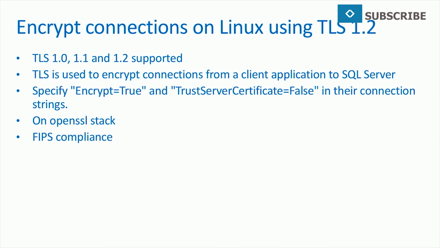Just to highlight some things about encrypting connections on Linux using TLS: not only is TLS 1.2 supported, but we are also backward-compatible, supporting 1.0 and 1.1. TLS is used on the client, so you would have to configure your client application to do this. You would specify Encrypt equals true and TrustServerCertificate equals false in the connection string. As mentioned in the previous slide, this is built on the OpenSSL stack, and it is FIPS compliant.